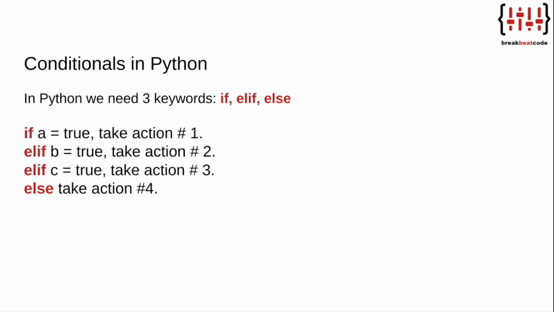So here's an example of the concept. If A is true, so if they push the A button, take this first action. If not, check the next statement. Elif B is true, take the second action. Otherwise, check the next statement. Elif C is true, take the third action. Otherwise, check the next statement. Or else, if none of the previous conditions are true, if they didn't press any buttons, take the fourth action. And this is the syntax of a conditional in Python.